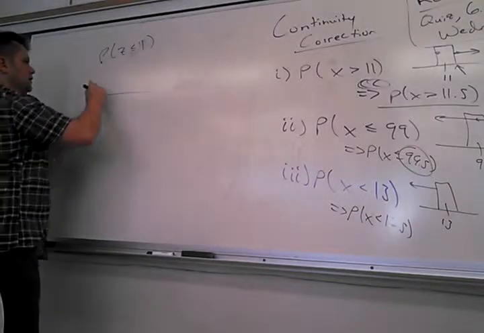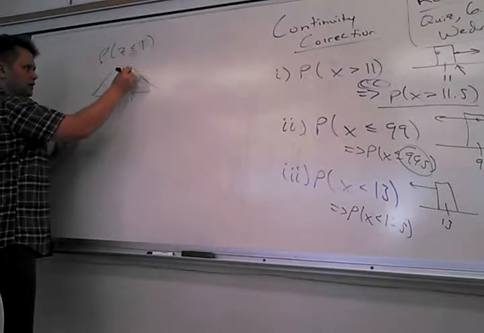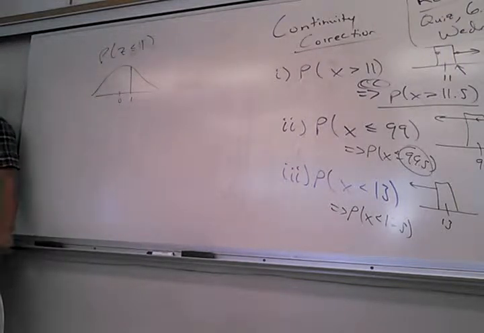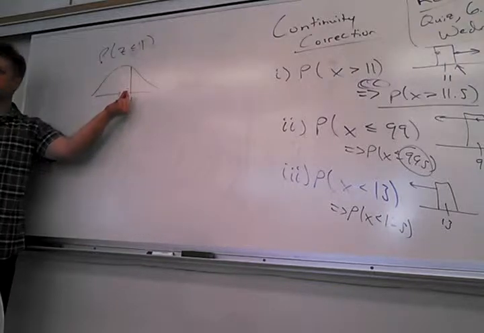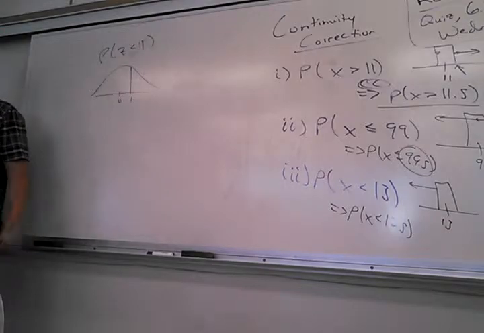Because if I say 1, how much area does this line have? How much area does something that's one-dimensional have? 0. I love it. Length times width. Well, the width is 0. So does it matter if I include the 1 or not? Doesn't matter a bit.